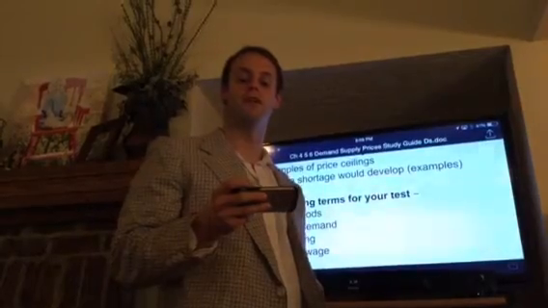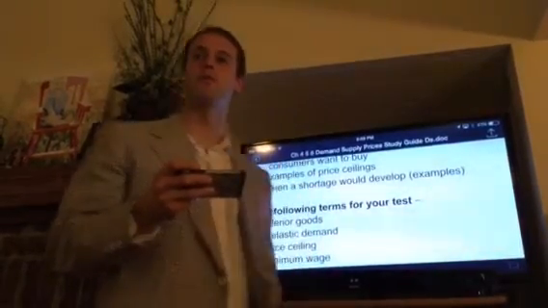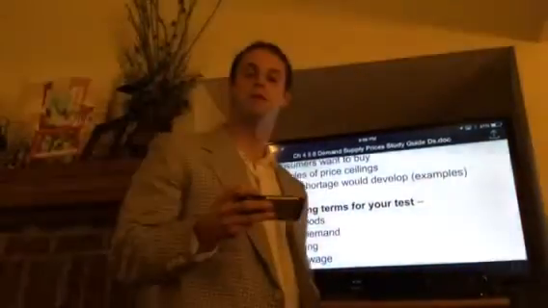Examples of price ceilings. Price ceilings are the maximum amount that you can charge for something. So that's going to be like rent.